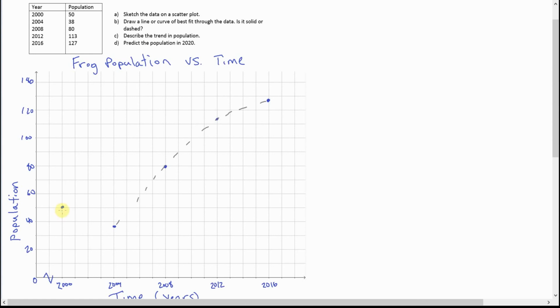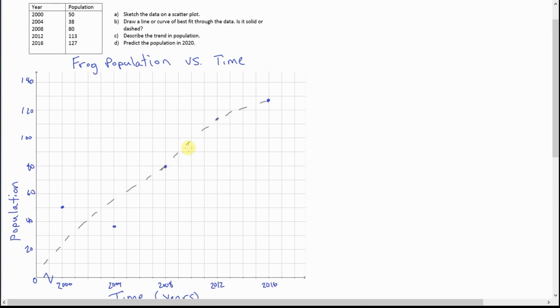So maybe that's not as important. Or maybe you would not consider the 38 population to be a good point. Maybe in that case, you think that you made a mistake with your data. Whoever retrieved the data, whoever was counting frogs, didn't do a very good count. Maybe that one wouldn't be considered. Or maybe you can go right through the middle. You sort of have to make a decision at this point.